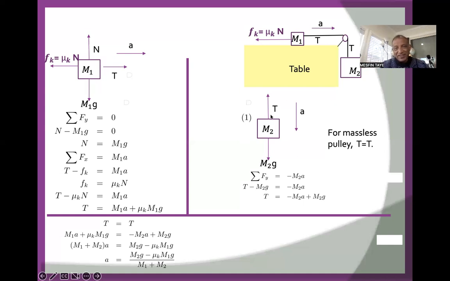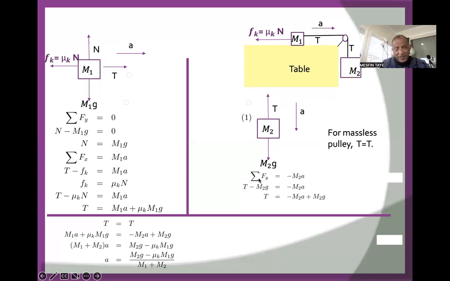I have tension, so m2g is pushing it downward, but it's not free falling because the tension is always opposing. So in that direction, m2 is going in the negative y direction. So that acceleration is negative. So the sum of the forces in the y direction is negative m2a. Why negative? Because acceleration is negative.